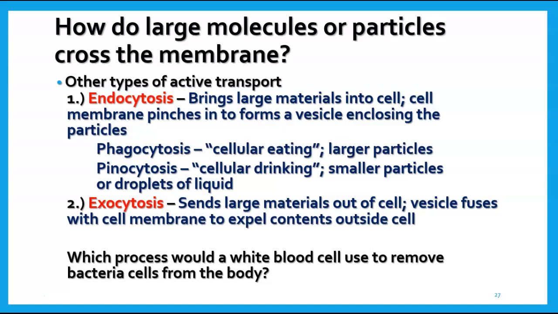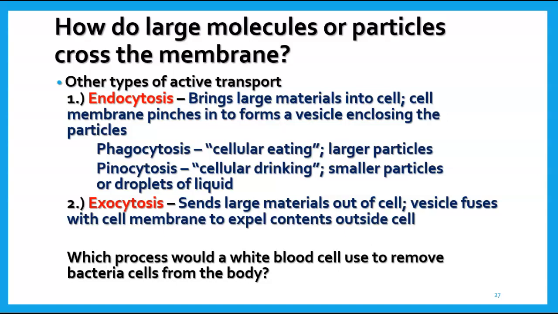The second kind of endocytosis is pinocytosis, and this is cellular drinking. The pino part refers to drinking or bringing in liquid, and this brings in smaller particles or droplets of liquid into the cell. The other kind of bulk transport is exocytosis. This is when you have larger molecules that need to be sent out of the cell.